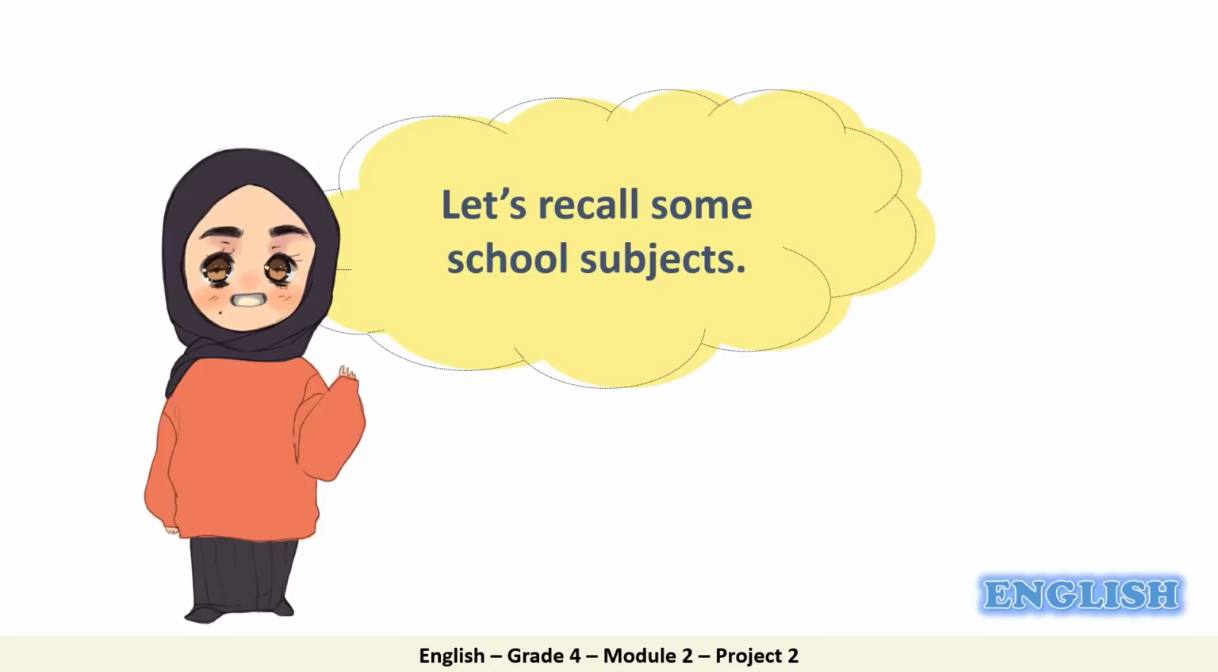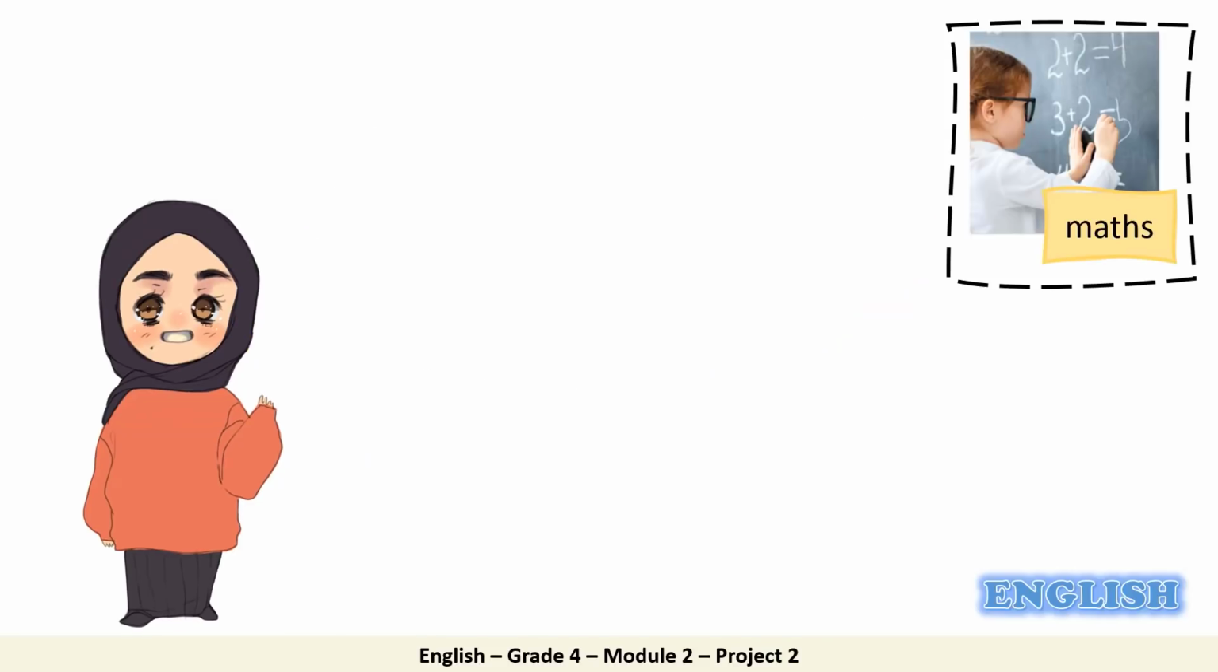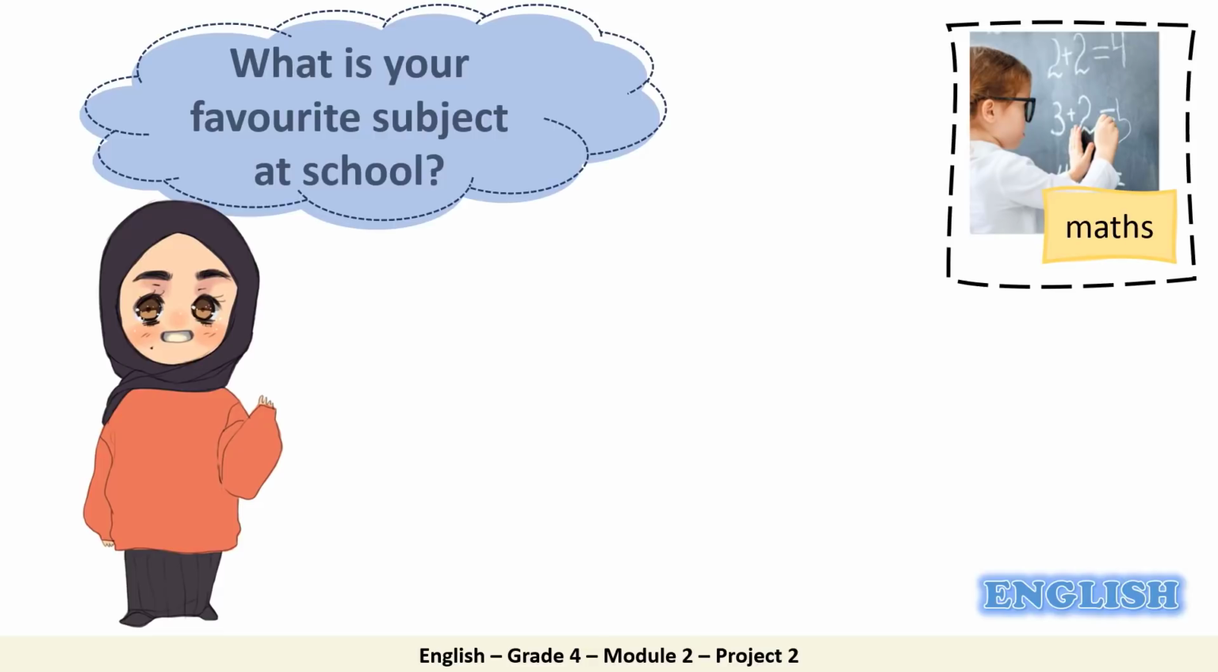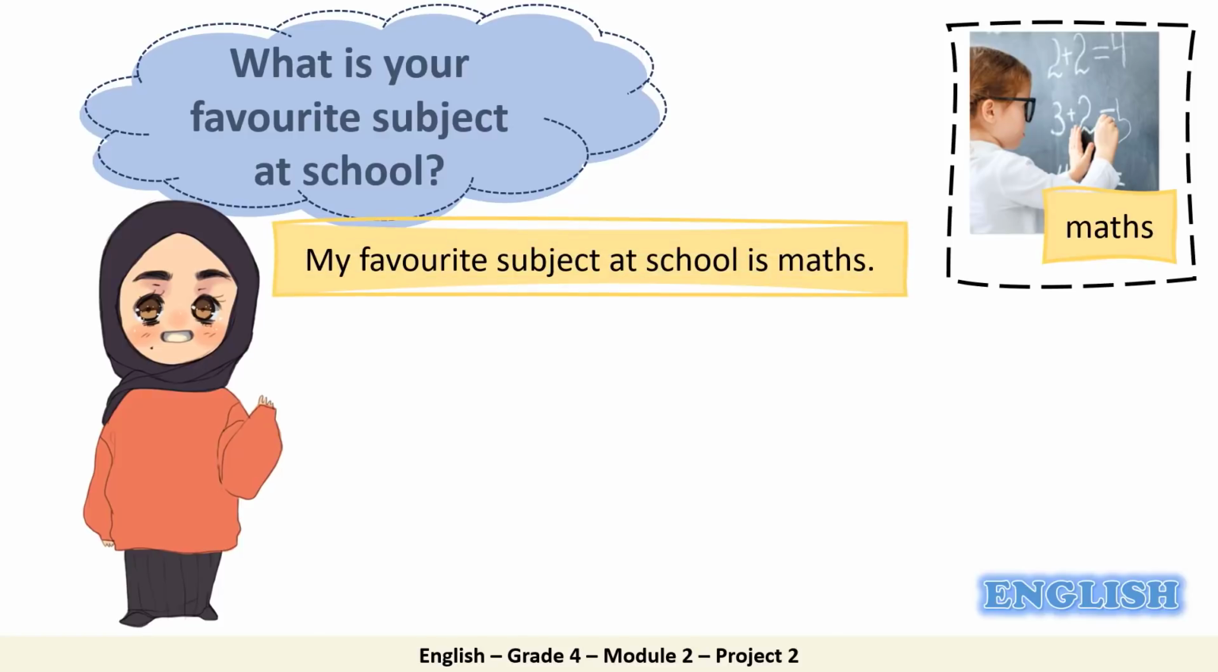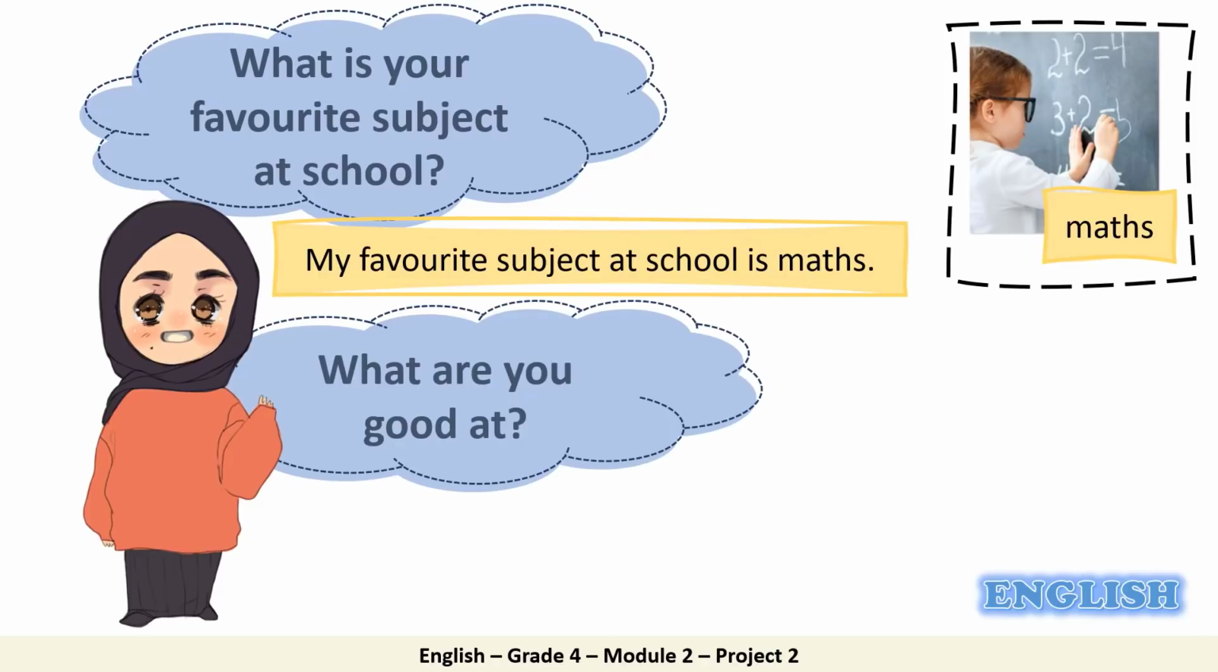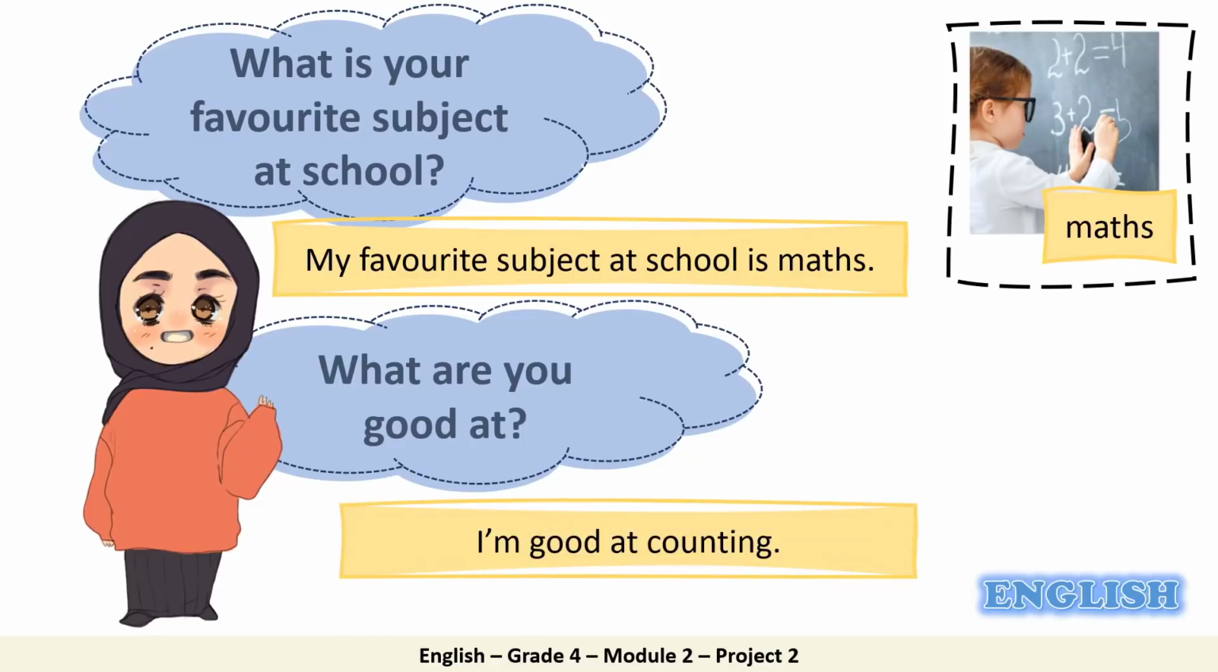How about recalling some school subjects? Follow with me with the questions and answer after referring to the picture. The first question. What is your favorite subject at school? Look at the picture and answer. My favorite subject at school is maths. Super. Let's move to the next question. What are you good at? If your favorite subject at school is maths, then you must be good at counting. So you would say, I'm good at counting.